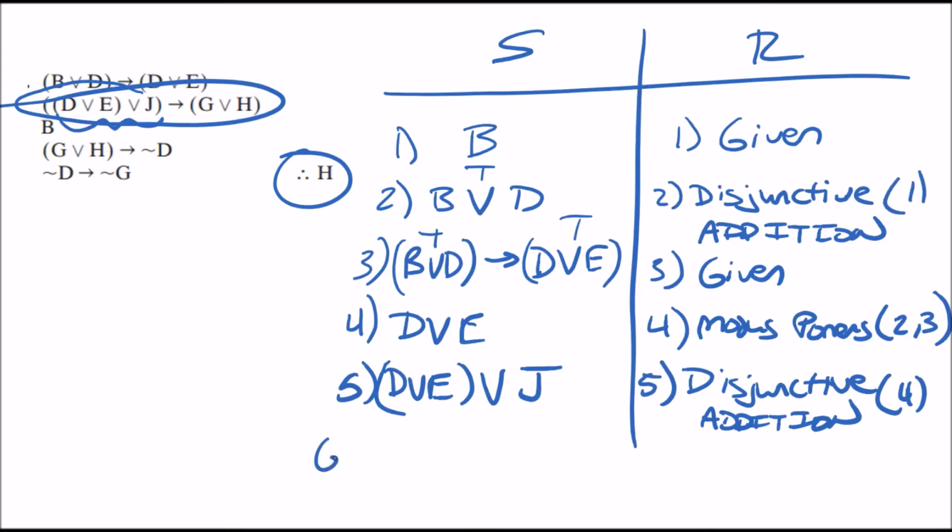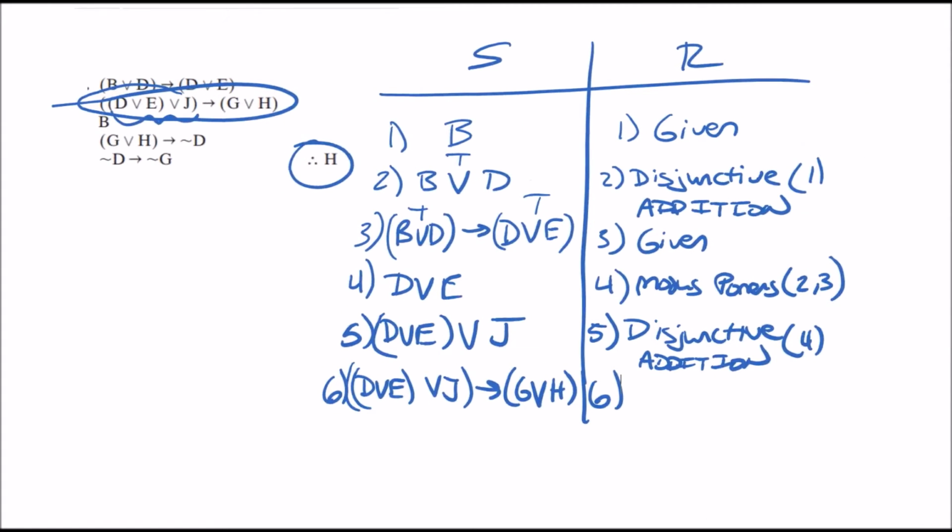Okay, and now if I know that, now I can state the whole statement that D or E or J implies G or H. And that's going to be, again, just that law of detachment, or modus ponens, from lines 4 and 5 in this case. I'm sorry. I'm jumping ahead of myself here. That's just our given statement.